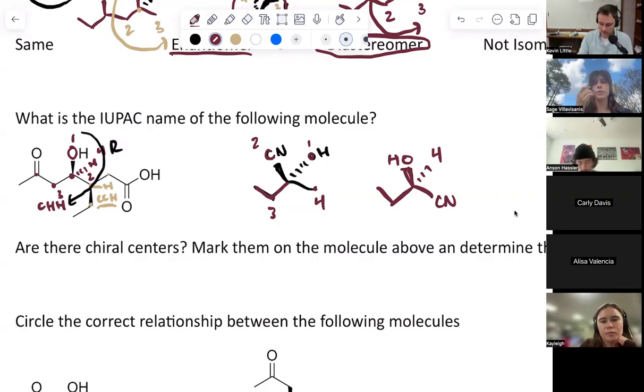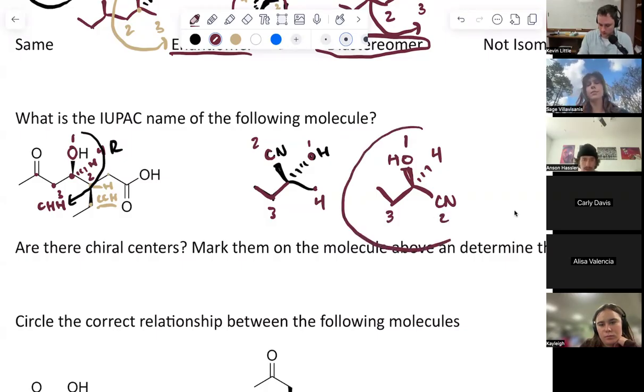That gets me here. Going to redraw my numbers. And we go 1, 2, 3. That's S. Counterclockwise.